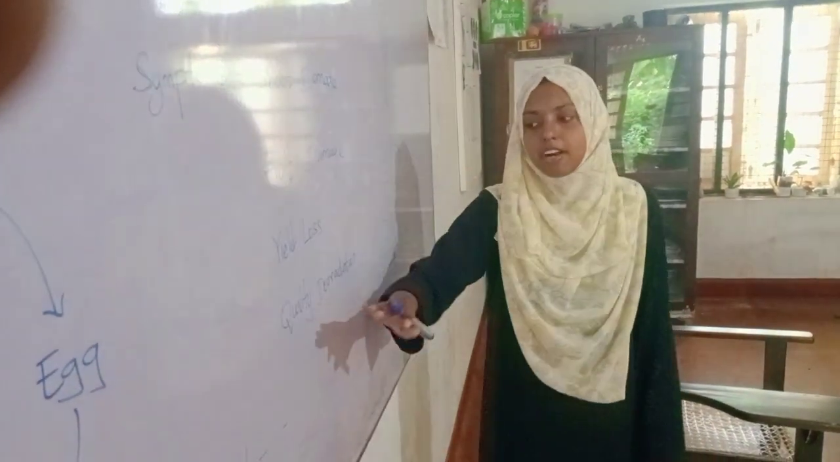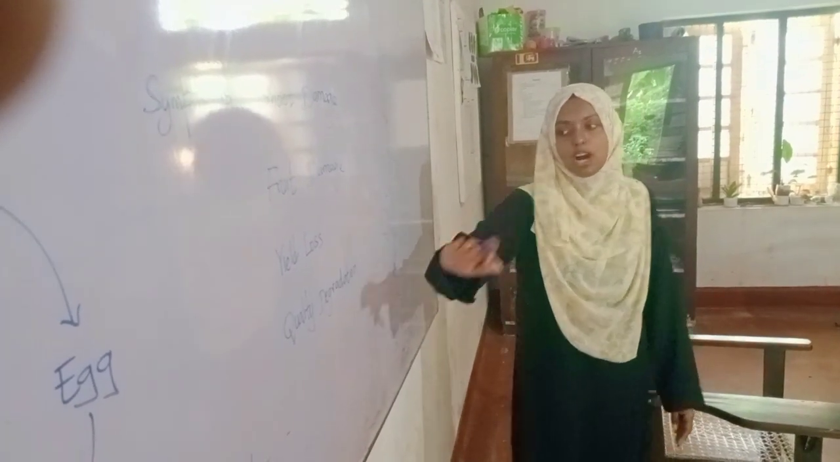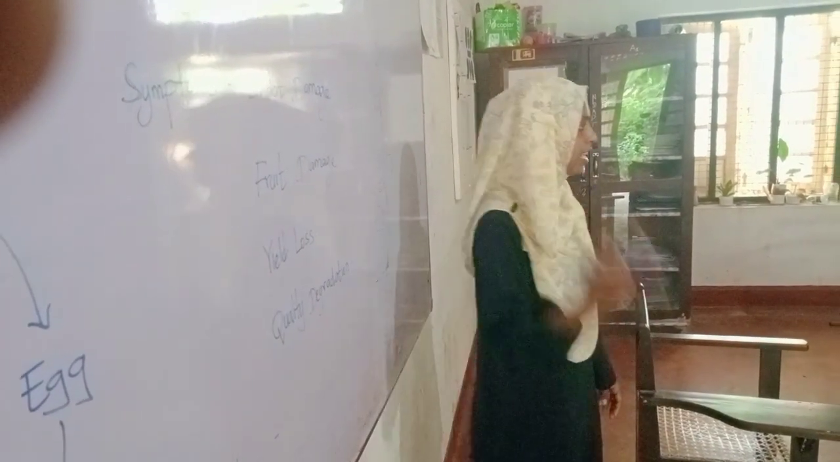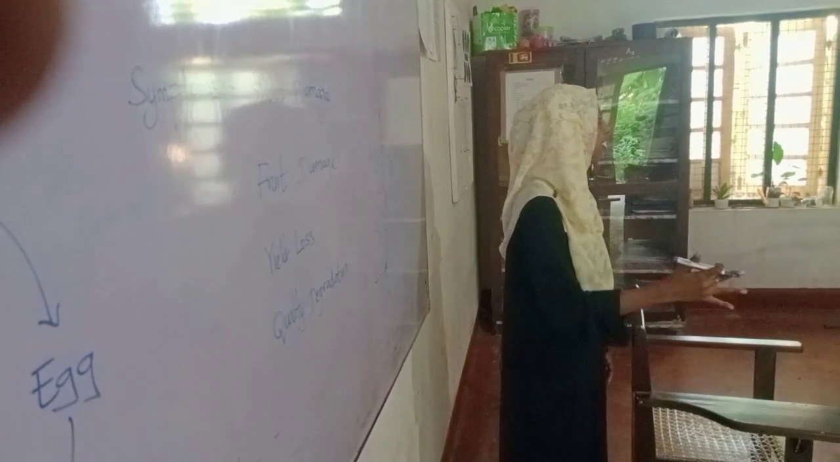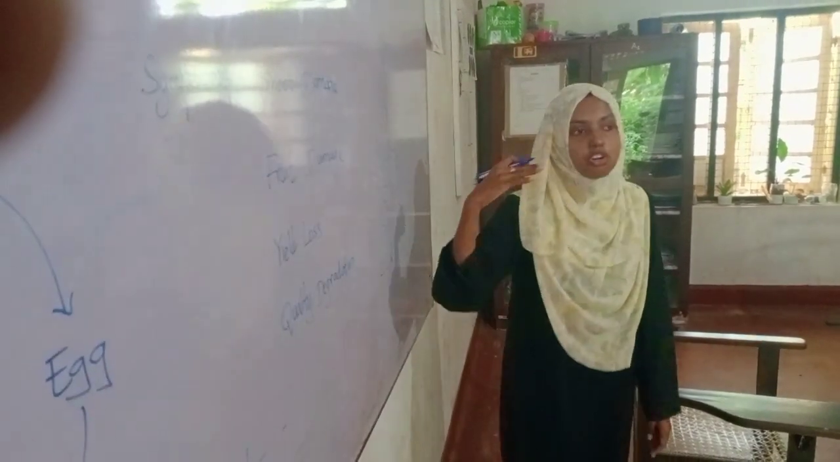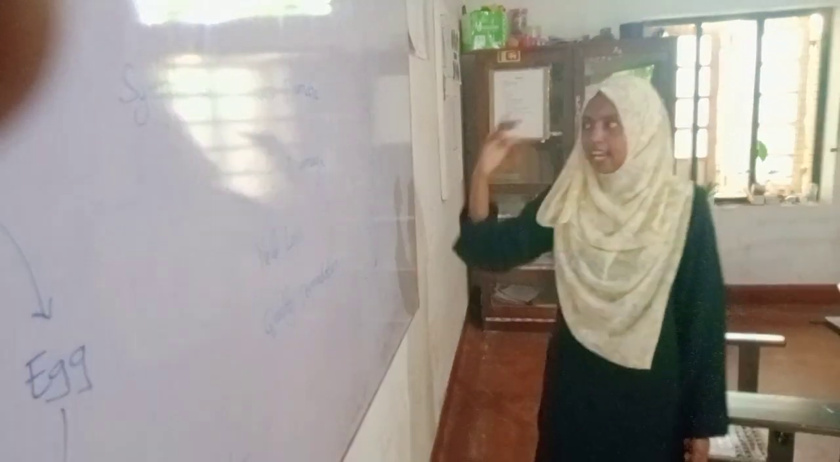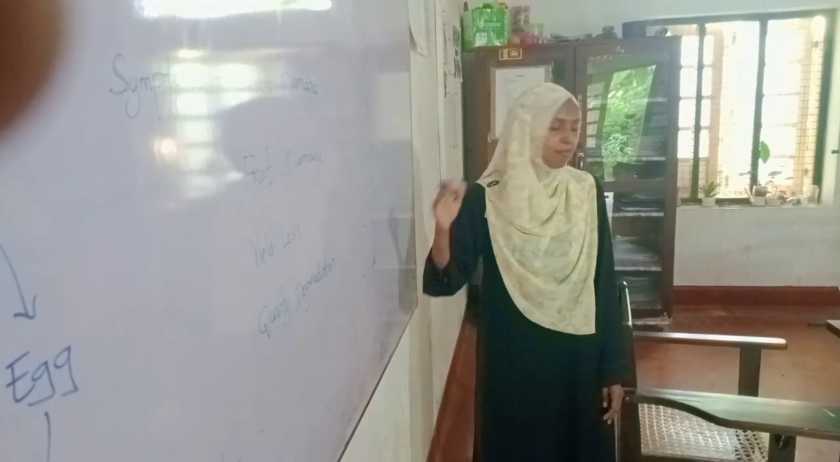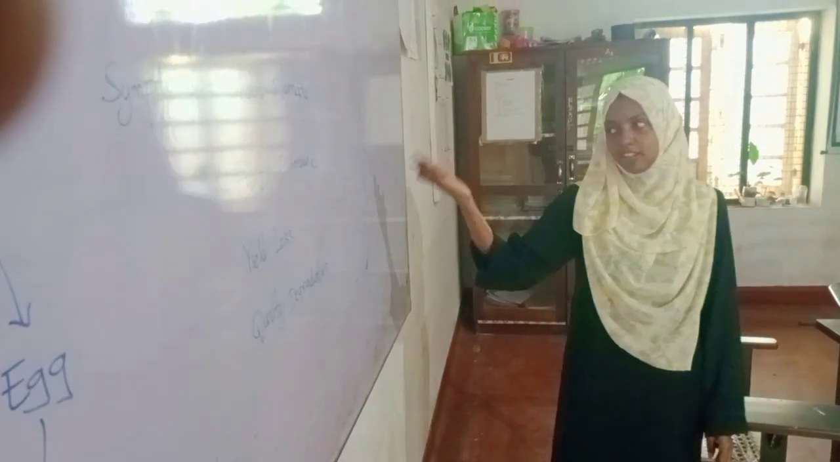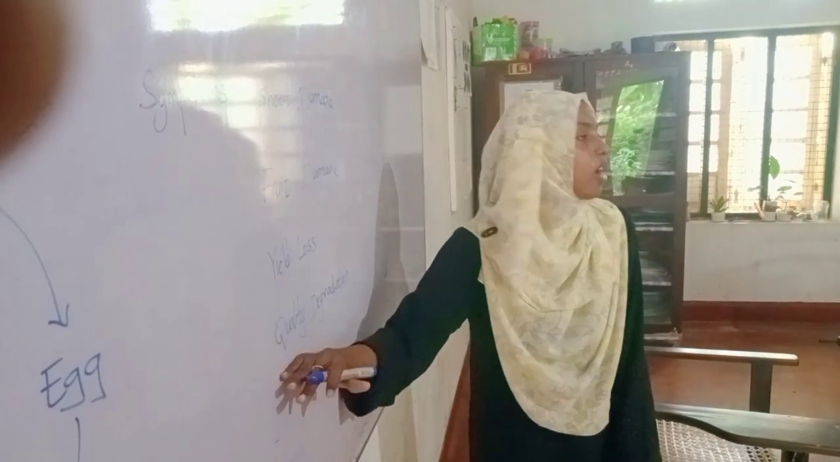Another one is quality degradation. Quality degradation means reduced quality. How do we reduce the quality? If you go to the market, damaged fruits and fruits affected by pests and disease are not selected. That is quality degradation.